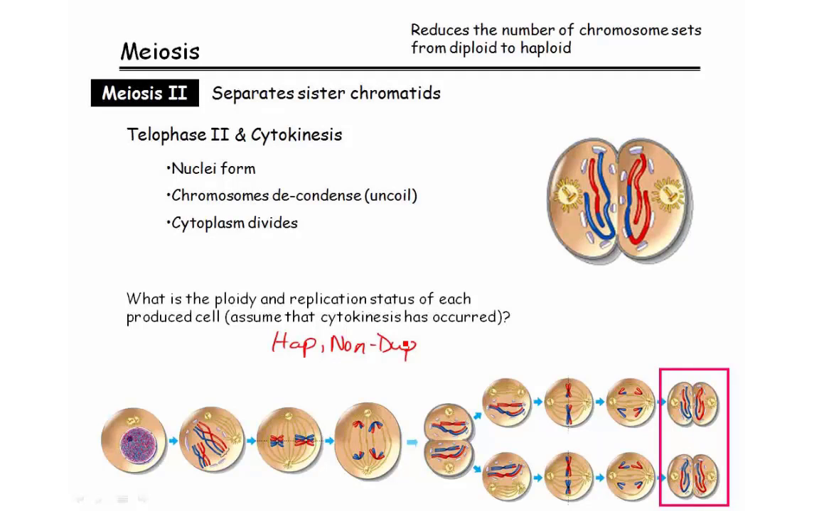And also notice that we started with a parent cell that was diploid, and we're ending with daughter cells that are haploid. That is the goal of meiosis, to reduce the number of chromosome sets down and cut the chromosome number in half. In humans, we will start with 46 chromosomes and we'll end with egg and sperm cells that have 23 chromosomes.